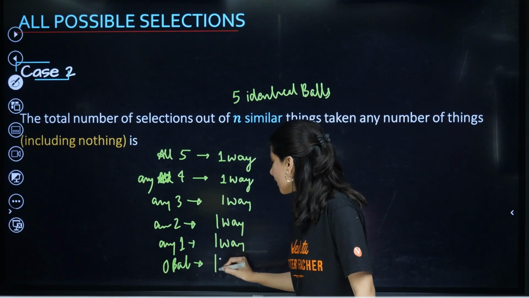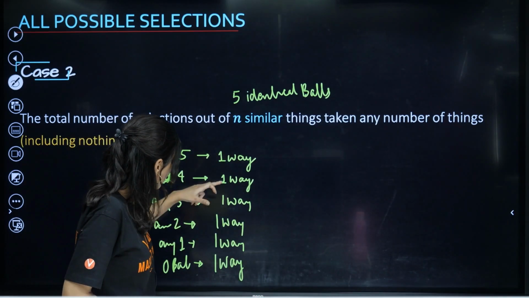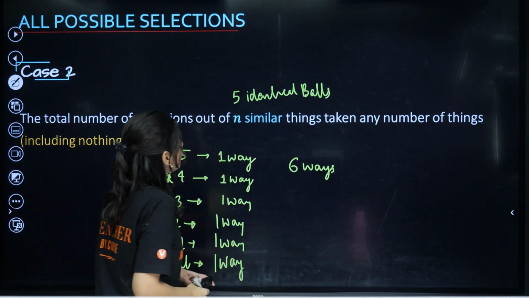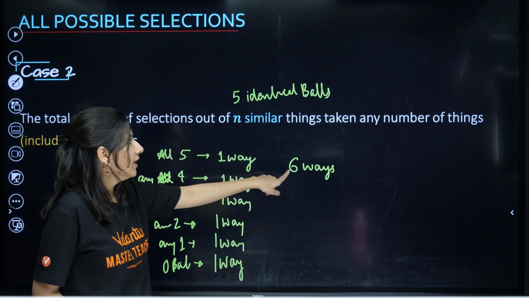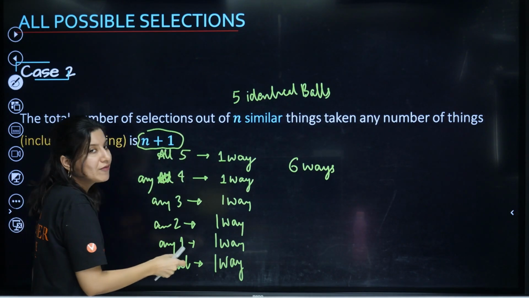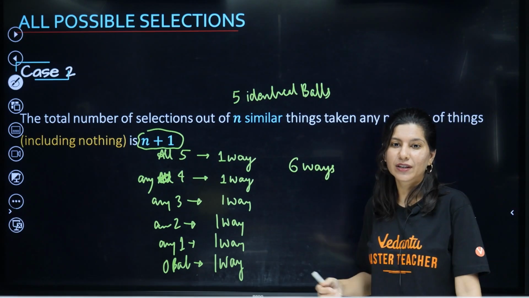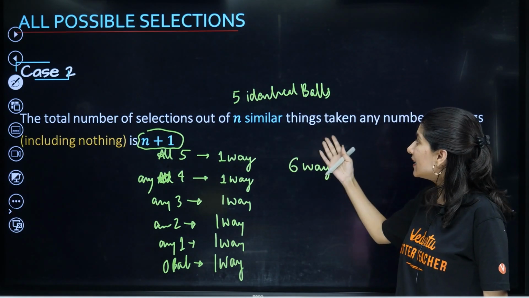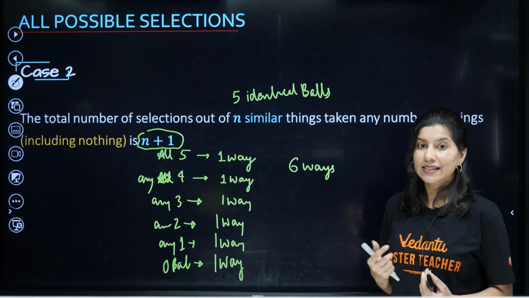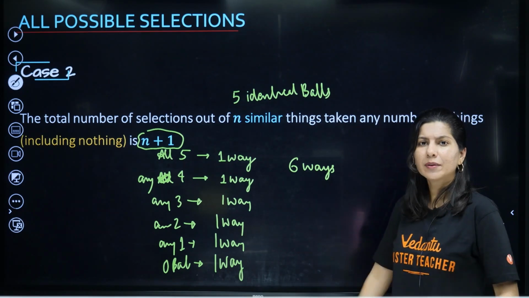So how many ways? 1, 2, 3, 4, 5, 6 ways. So taking 5 identical balls, in how many ways? n plus 1 ways. So here this number will matter. How many balls you are taking? Either 5, 4, 3, 2, 1. So the selection of n identical things, in any number including nothing, will be n plus 1.